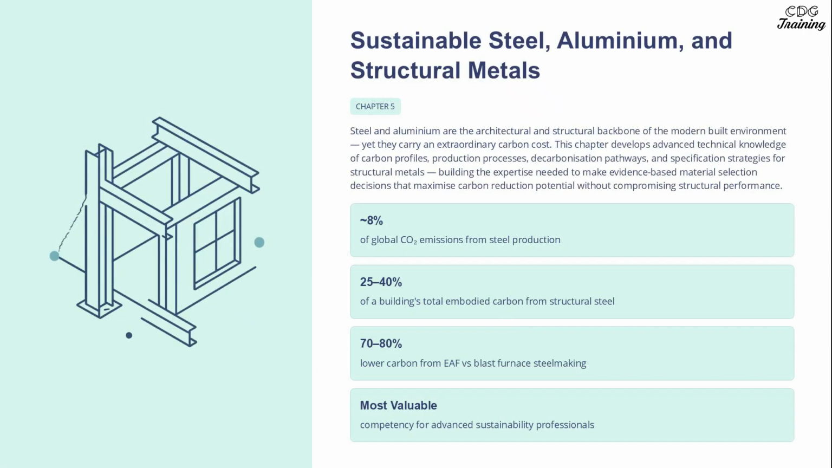Steel and aluminum are the backbone of modern construction, offering strength and versatility. This chapter explores advanced techniques for reducing carbon emissions while maintaining structural integrity. Discover how these metals can be both sustainable and high-performing.